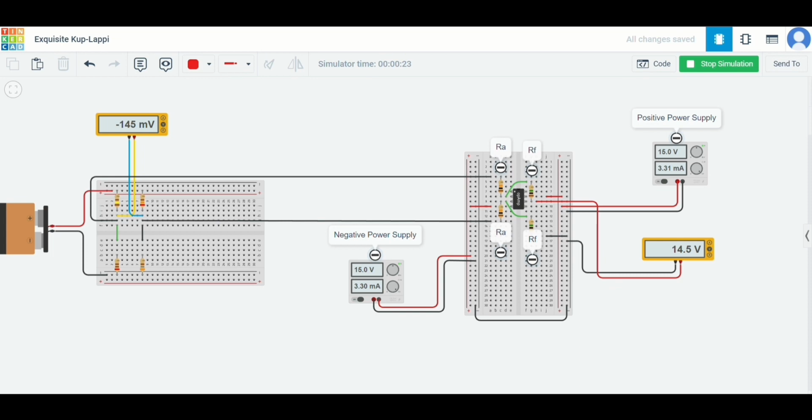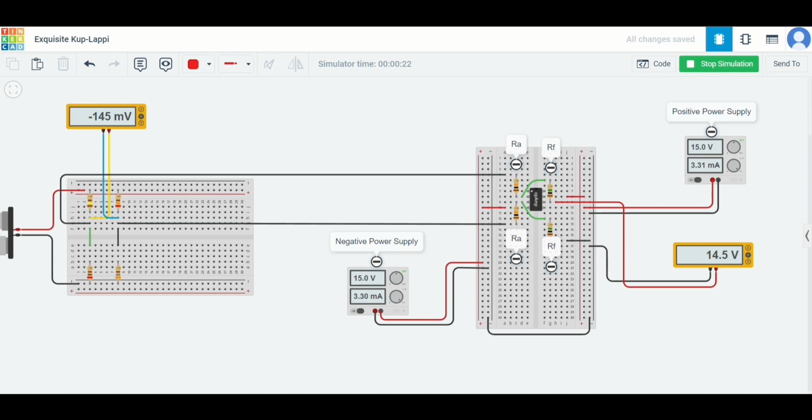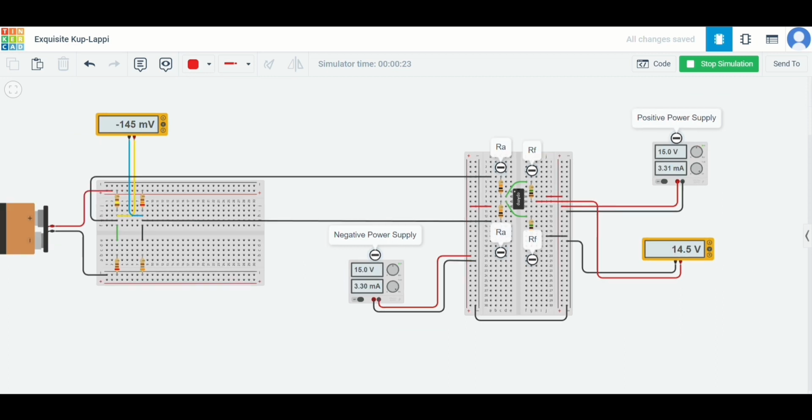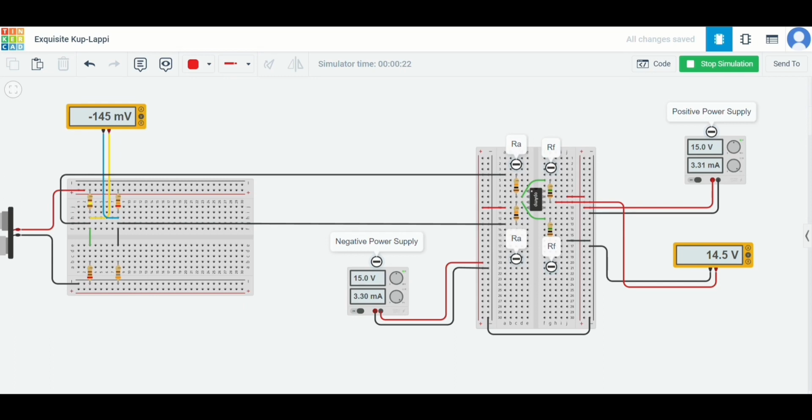When a strain is applied to the material with the strain gauge, the resistance of the strain gauge changes. This change in resistance unbalances the Wheatstone bridge circuit, causing a voltage difference between the two sides of the bridge, which is V1 and V2. The differential amplifier will then take the voltage difference between V1 and V2 as input and amplify it to a usable level. This amplified signal can then be used to measure the strain on the material, in which in this task, the output voltage from the Wheatstone bridge is amplified from 145 millivolts to 14.5 volts.